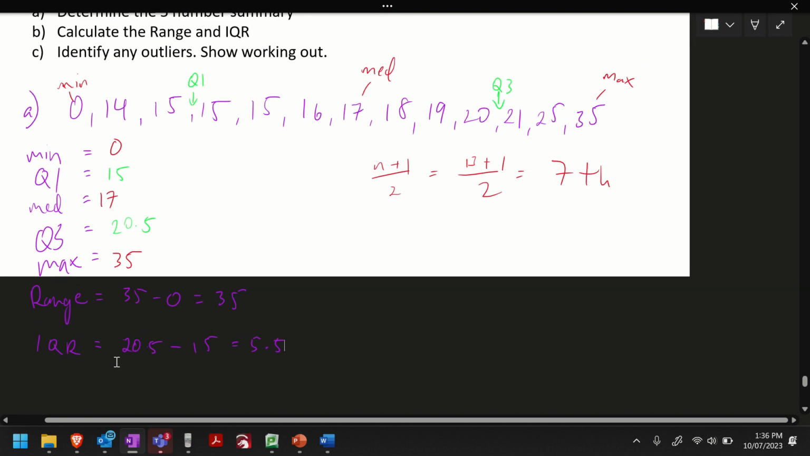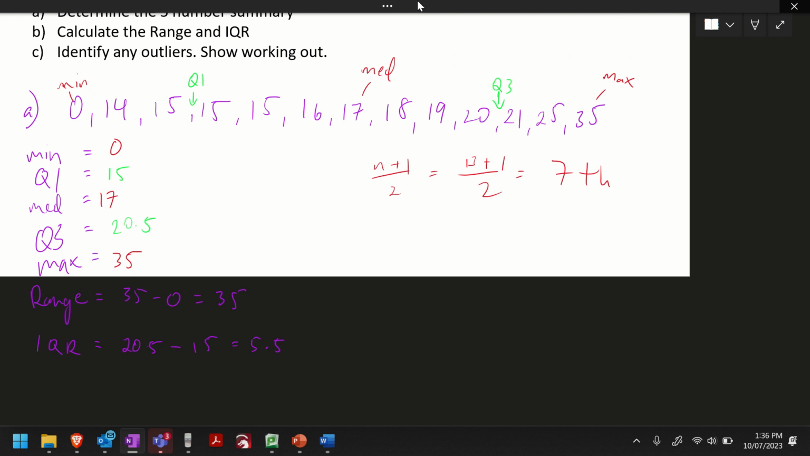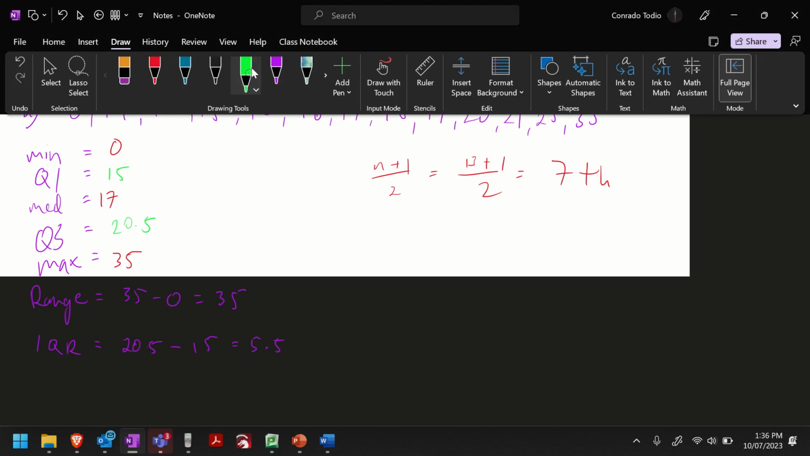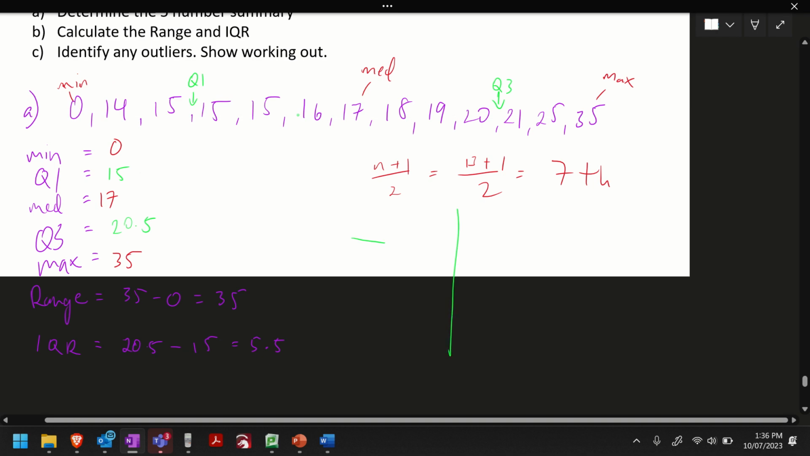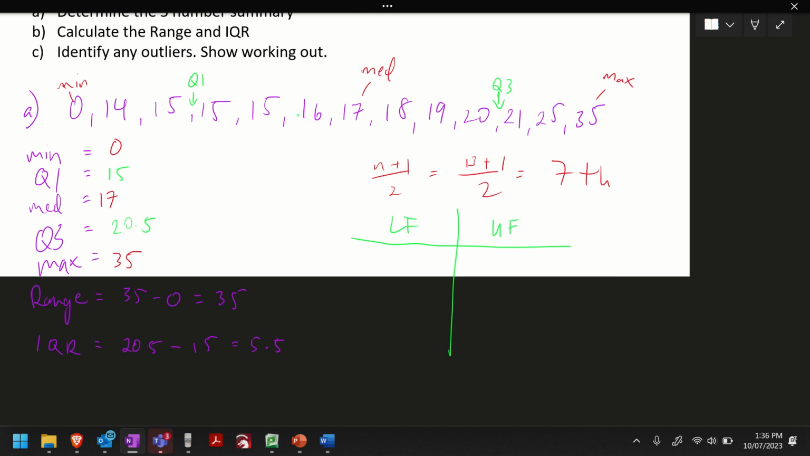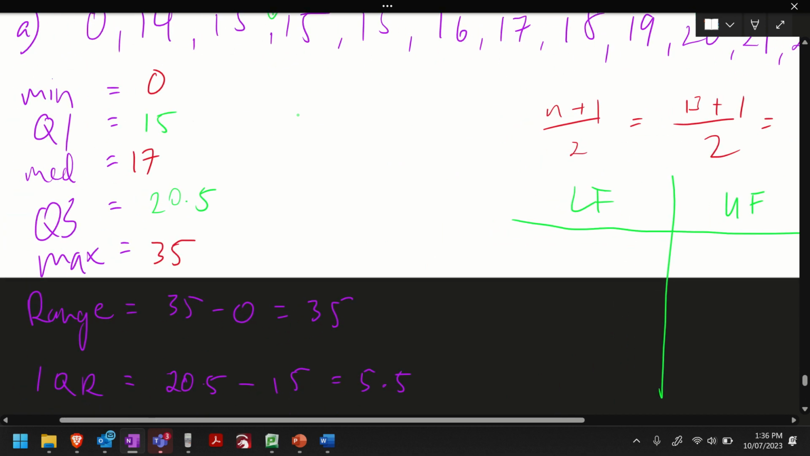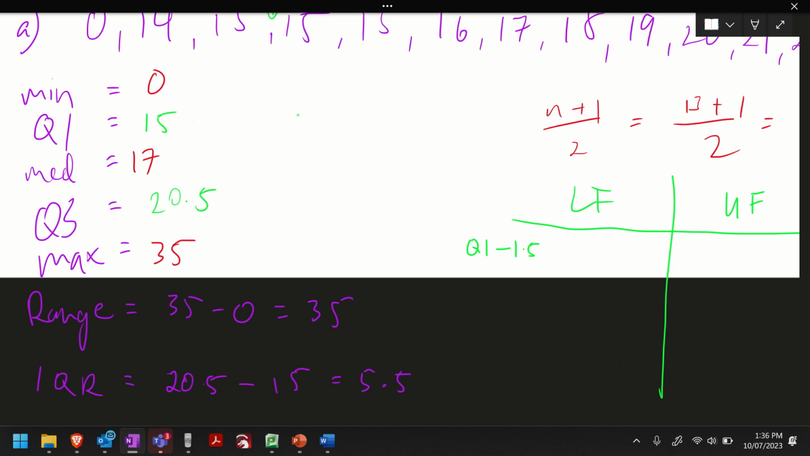Easy. Lastly, outliers. Remember, with outliers, just split them in half when you do it. Do the lower fence and the upper fence. I'll just do it all here. So split it in half like so. Lower fence, or LF. Upper fence, UF. Do your formulas for it. My lower fence is Q1, take away 1.5 times IQR.